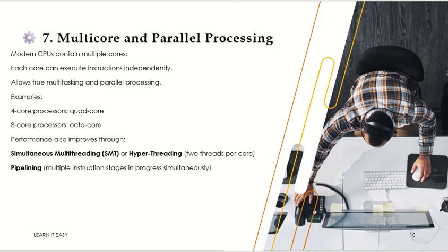Multi-core and parallel processing. Modern CPUs contain multiple cores. Each core can execute instructions independently, allowing true multitasking and parallel processing, like a 4-core processor, quad core, octa core. It all depends on the speeds, and performance also improves through SMT or hyper-threading, two threads per core, and pipelining, with multiple instruction stages in progress simultaneously. So these are all the details about the CPU located inside the computer.